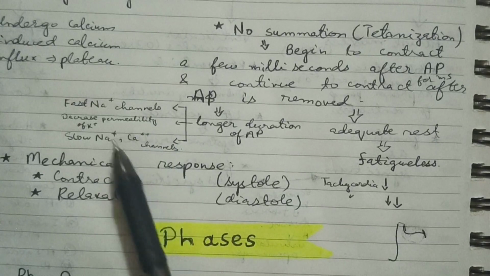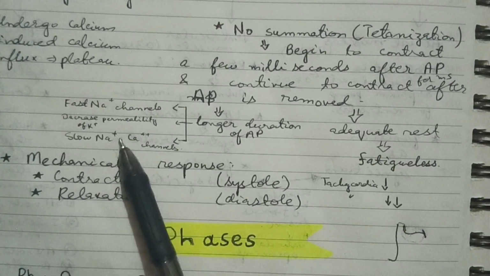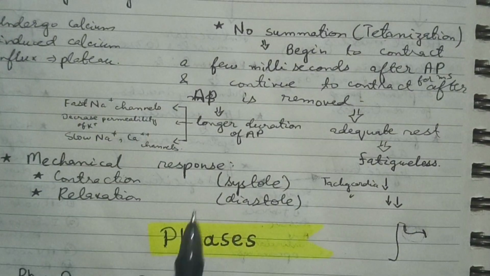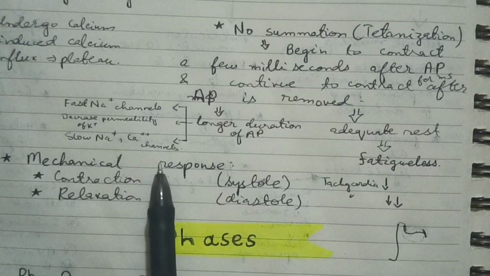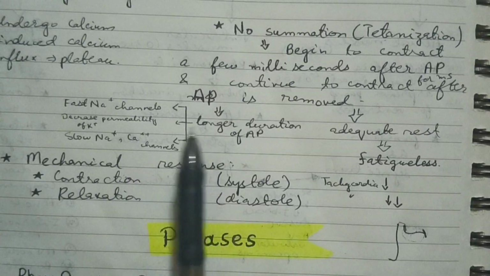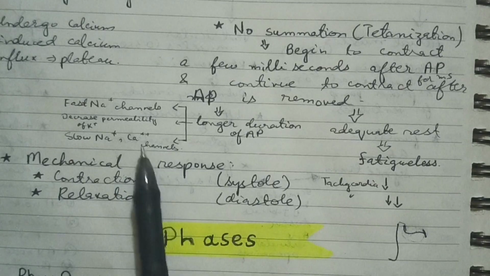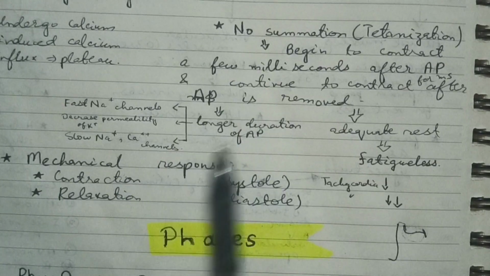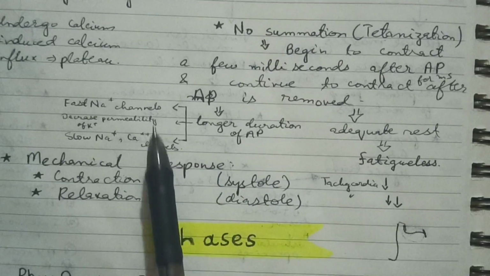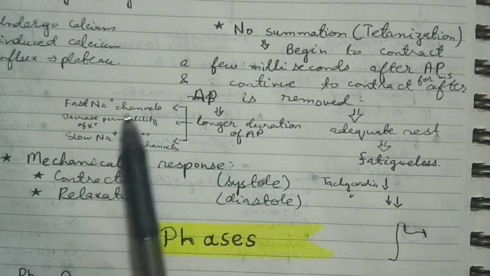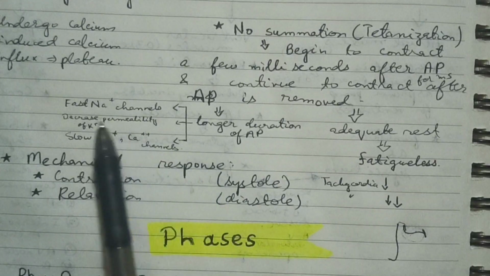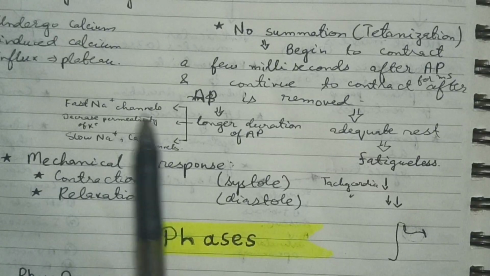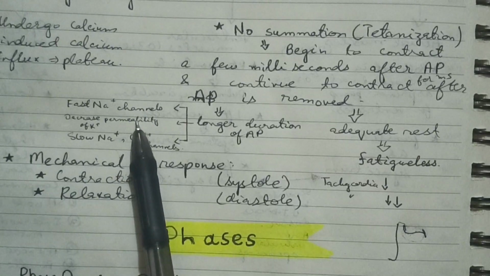What will happen is that there will be influx of calcium ions, due to which the duration of action potential will be more as compared to the skeletal muscles. Okay, and there are of course fast sodium channels. The second point is the decreased permeability of potassium ions. This decreased permeability of potassium ions also contributes to the plateau.